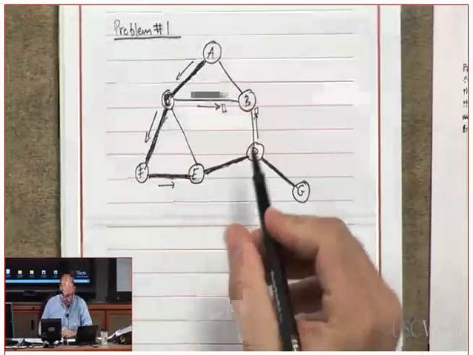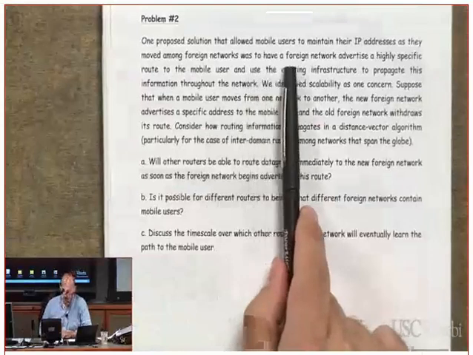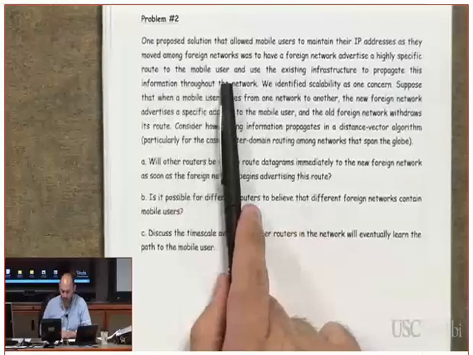So we have the case of a foreign network advertising a highly specific route to the mobile user, using the existing infrastructure to propagate this information throughout the network. Okay? Suppose a mobile user moves from one network to the other, the new network advertises a specific address to the mobile user and the old foreign network withdraws its route. Consider how routing information propagates in a distance vector fashion. So the question is, will other routers be able to route datagrams immediately to the new foreign network as soon as the foreign network begins advertising? What do you think, guys?